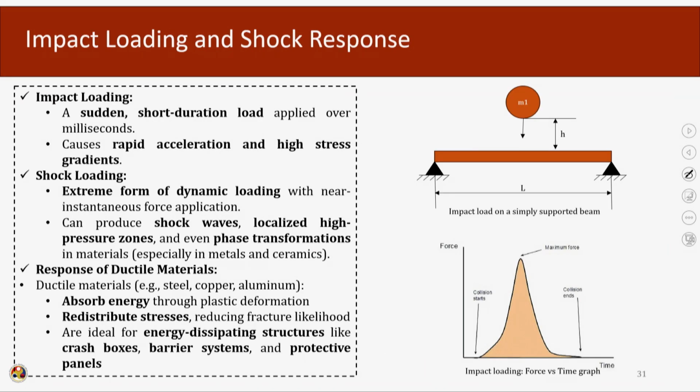So, impact loading is a sudden short duration load applied over milliseconds, meaning there will be a large force and the application of the force will be in a very short duration of time, typically in the millisecond range. So, the collision will start, maximum force will be attained and the collision will end. So, it causes rapid acceleration and high stress gradients.